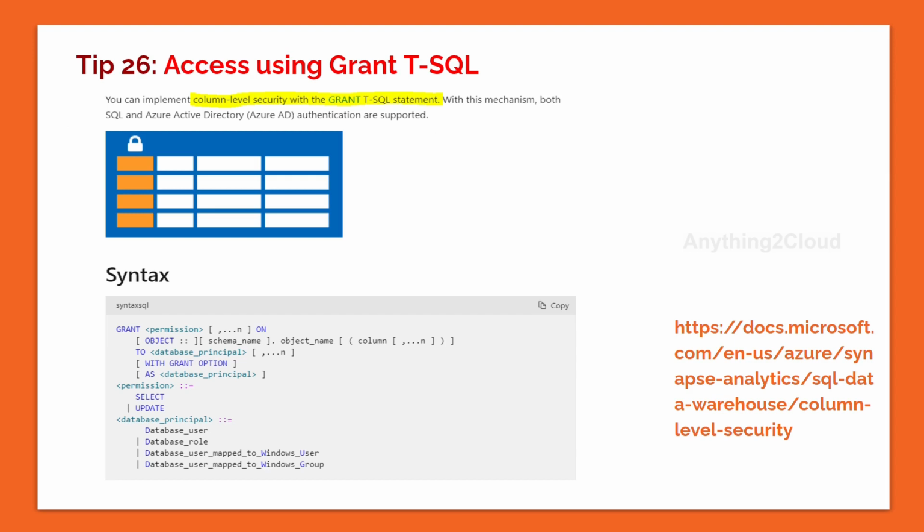The next step is on column level security access using GRANT SQL. You can implement column level security with the GRANT SQL statement, and you can see the syntax in the slide.